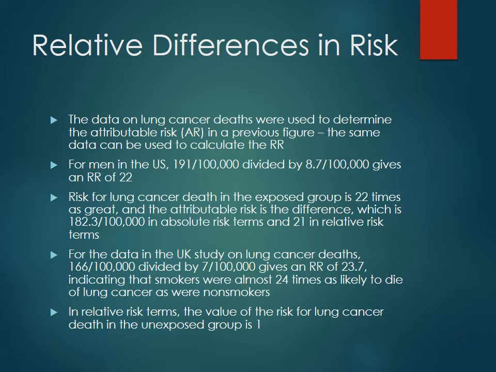Similarly, you could do the same thing for those in the UK group. If you did 166 per 100,000 divided by 7 per 100,000, you end up getting a relative risk of 23.7, indicating that smokers are almost 24 times as likely to die of lung cancer as were non-smokers, right? So again, not clinically all that significant between the two. We can see here that the risks are going to be relatively similar between the two populations. So again, in relative risk terms, the value of the risk for lung cancer death in the unexposed group is always going to be 1. That's why 1 is always your baseline, your control group, your unexposed group, because their risk is your baseline.